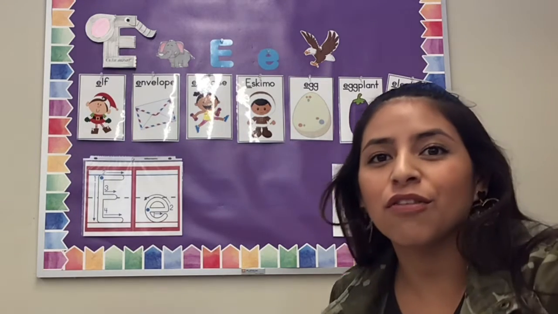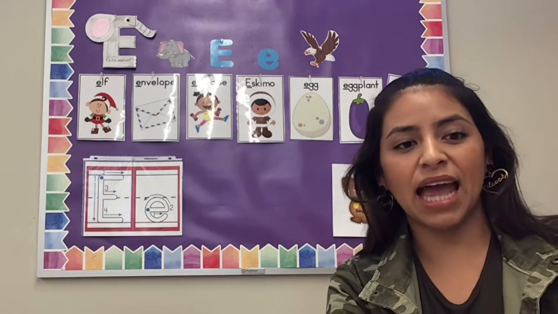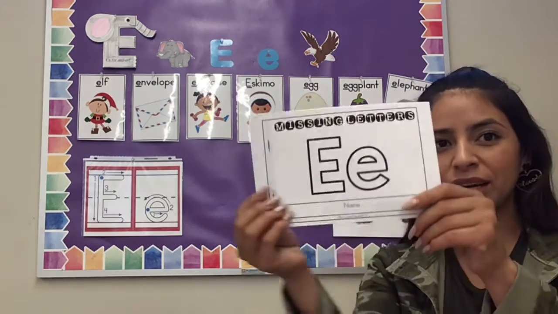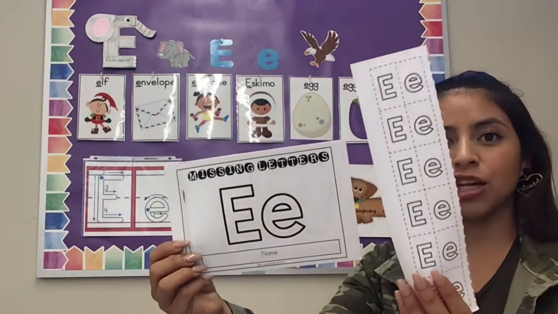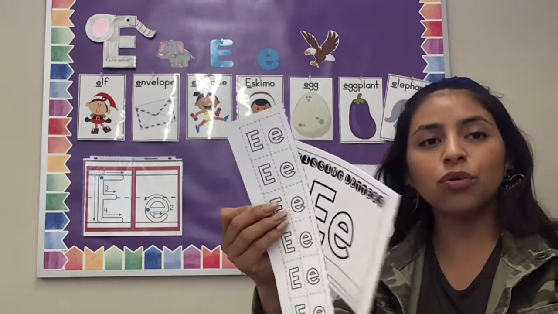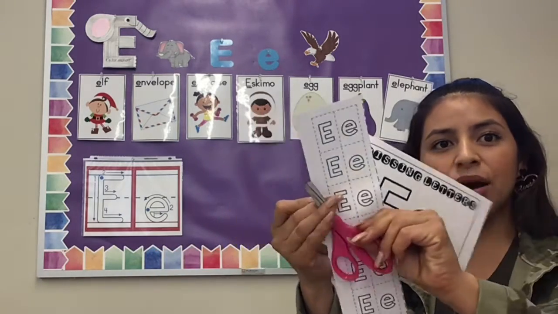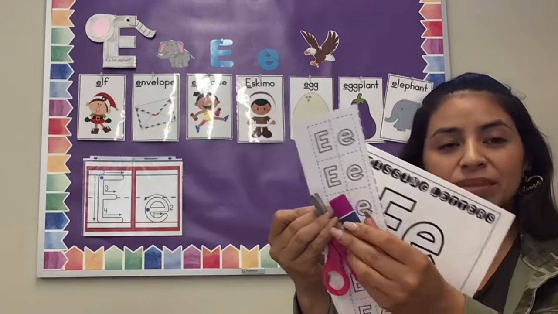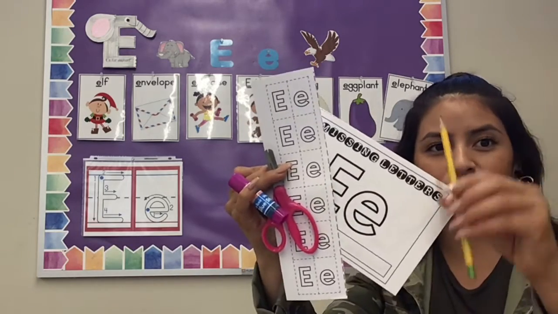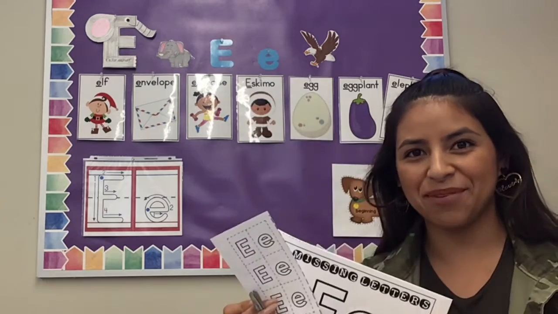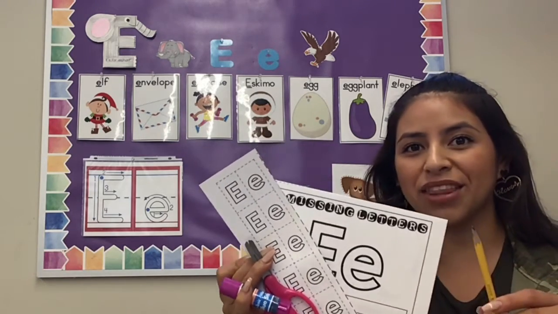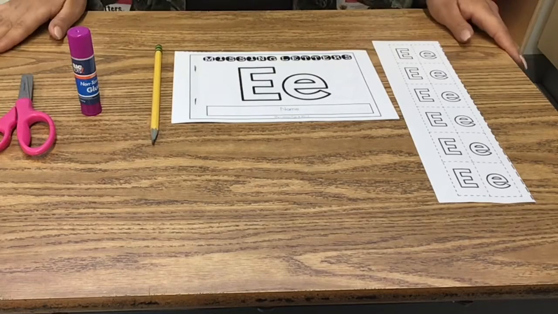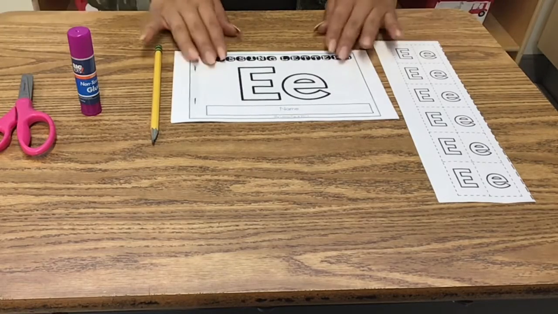So TK, for today's lesson, you will be taking out your missing letters book. You will also need this sheet with all of your uppercase and lowercase e's. You will need scissors to cut these out, glue to glue them down, and a pencil, of course, to write your first and your last name. So go ahead and take these out, and we will begin working on our booklet together. Okay, TK, now that I have my materials ready to go, I can begin with you.